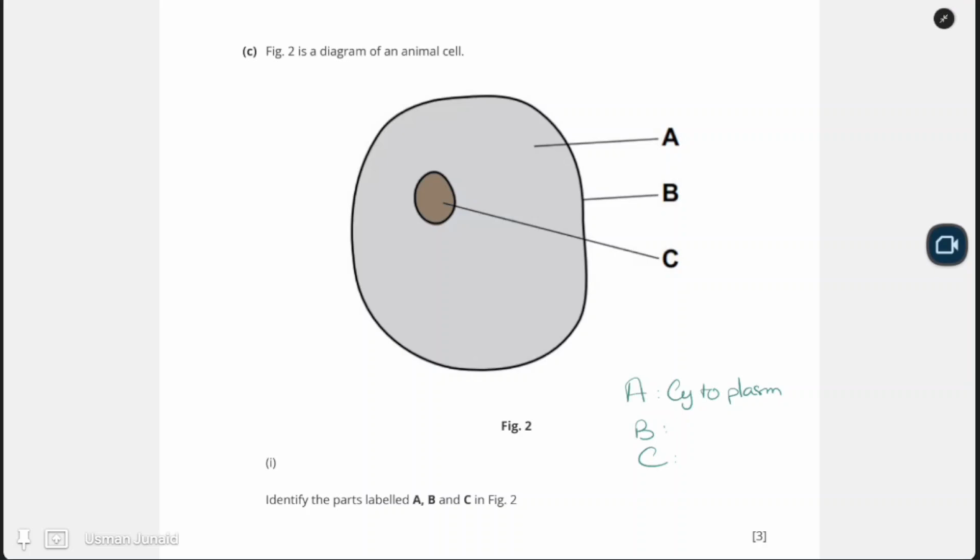Cell wall? It says an animal cell. Do animal cells have cell walls? No. So what do they have instead? Cell membrane. And what about C? What is C? Nucleus. Exactly. Nucleus.